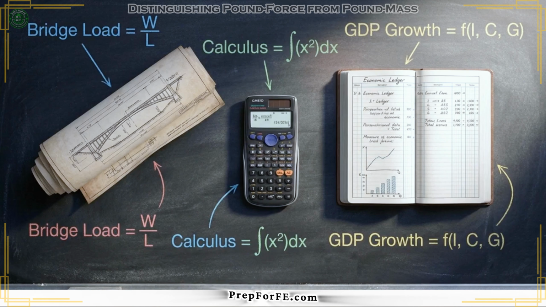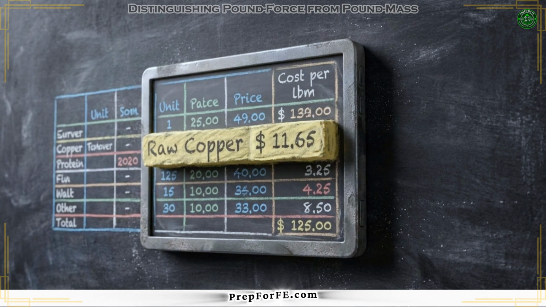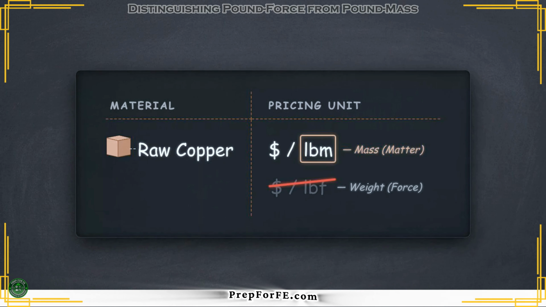Distinguishing between these two units impacts specialized engineering fields outside of standard mechanics. In engineering economics, calculations for raw material costs rely completely on pound mass. You are pricing the quantity of matter, not its weight.